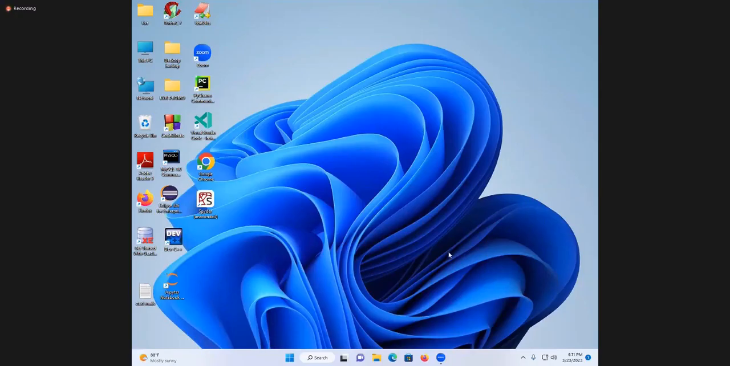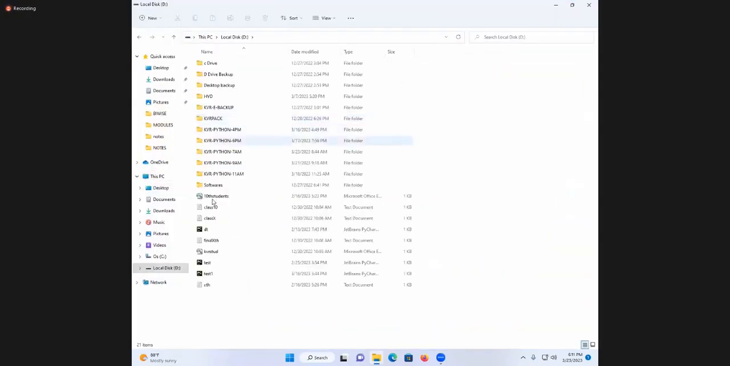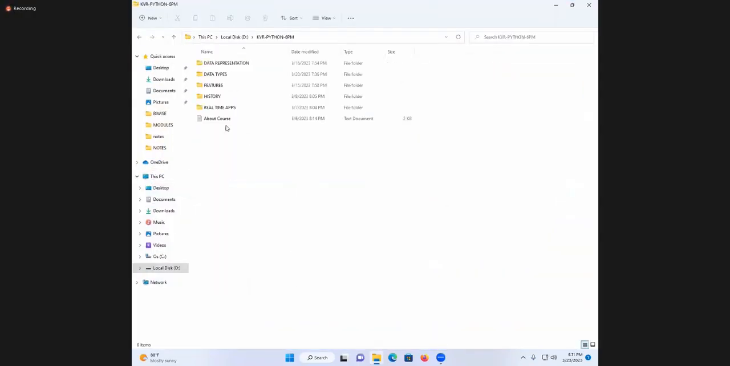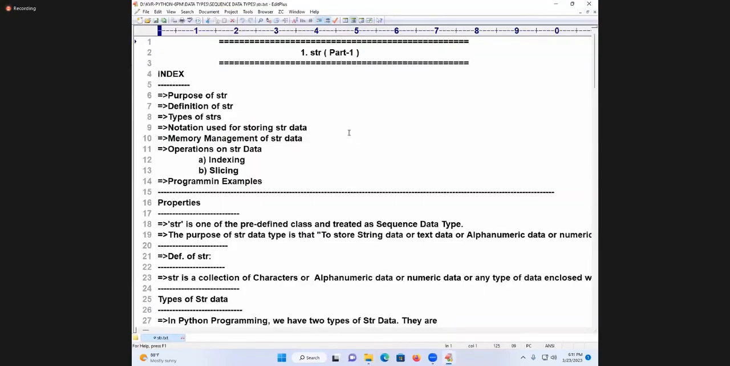So now I'm going to start the discussion. I hope you remembered last class's concept. We started with which data type? The STR data type. You know the importance of STR, the purpose of STR, the definition of STR, the types of STR, and the notations of STR. And memory management also we started.